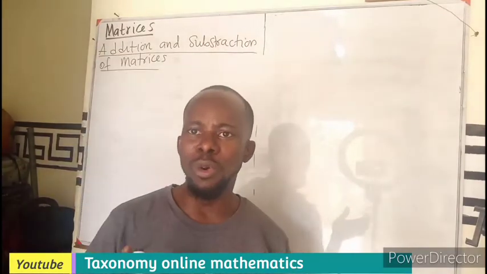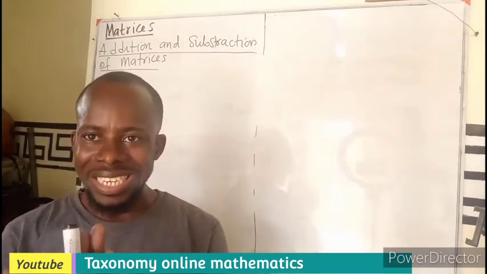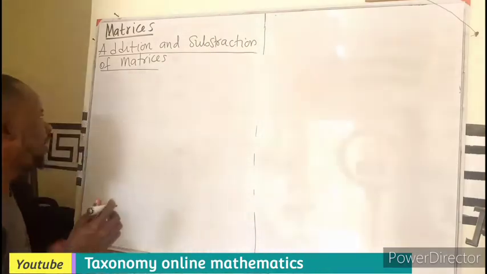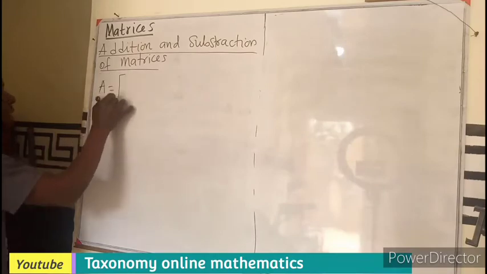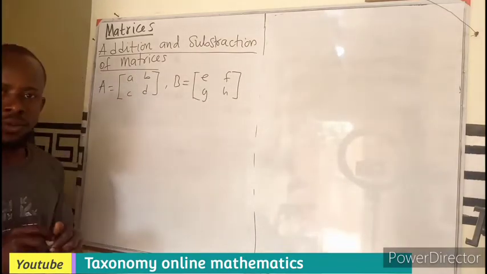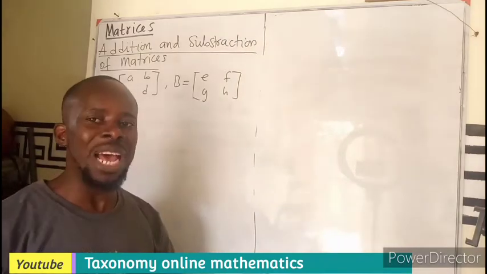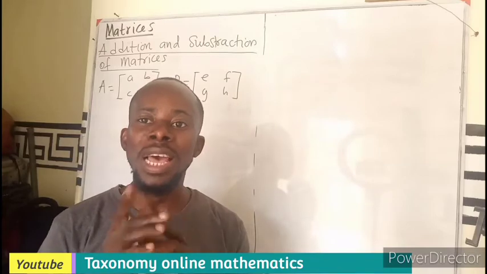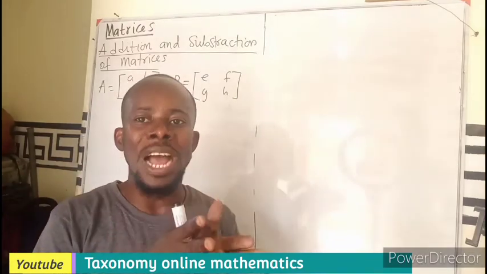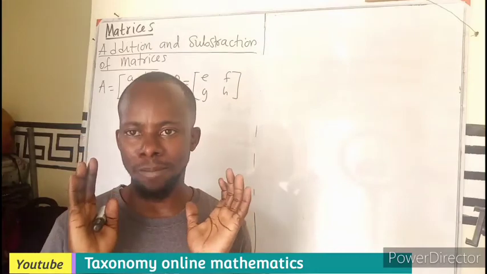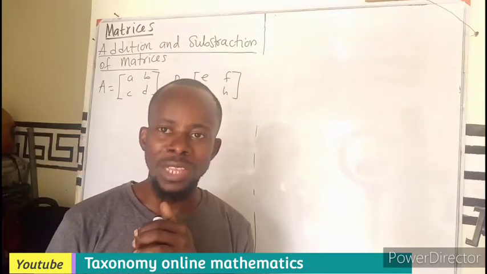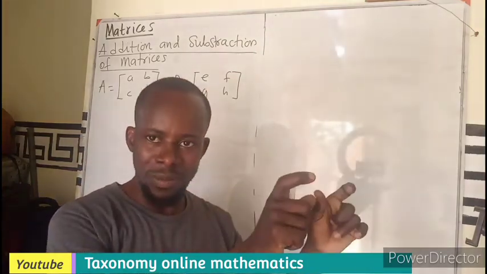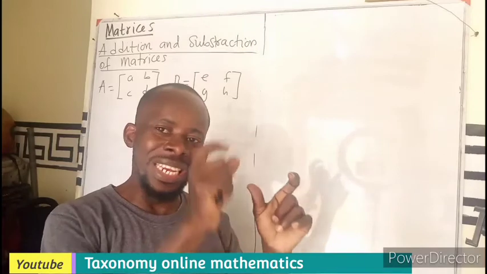So let's see how we can also talk about the addition and subtraction of matrices. So if in case we have matrix A. Now, if you are adding or subtracting matrices, what it means is that the matrices must be of the same size, the same order, 2 by 2, 3 by 3, the same order. Good, that is 1. 2, we are adding corresponding elements.